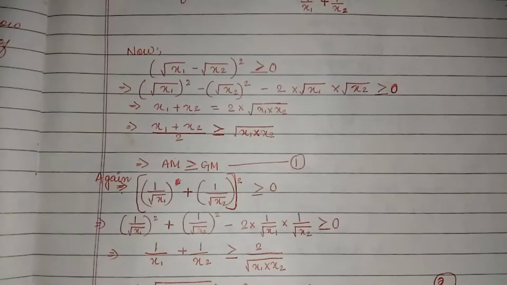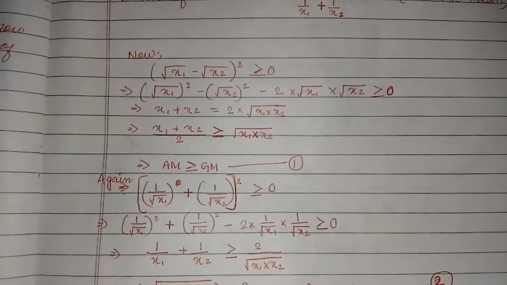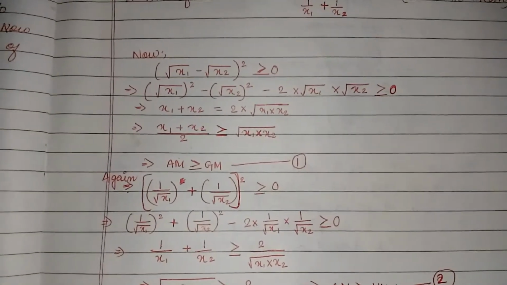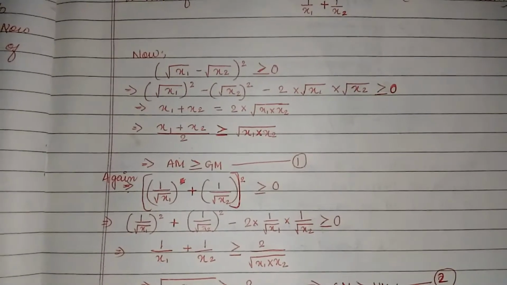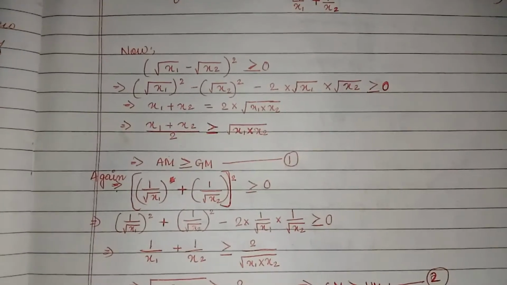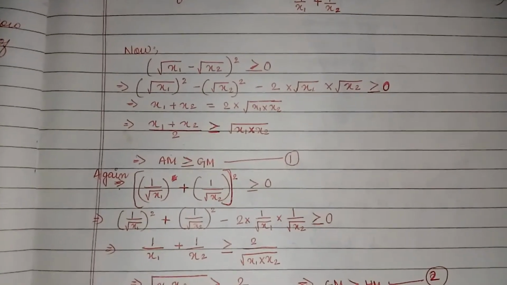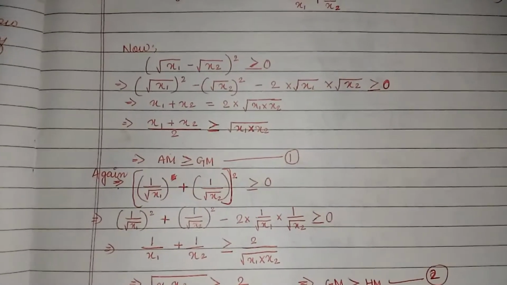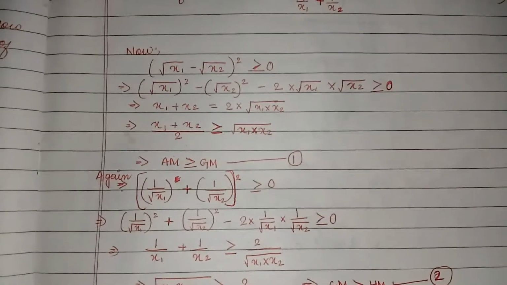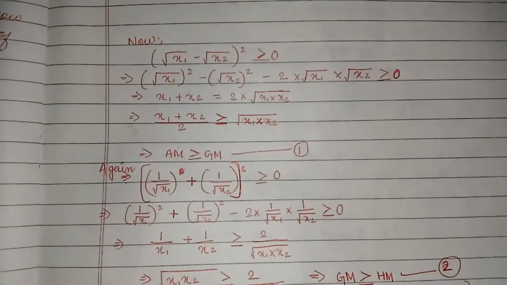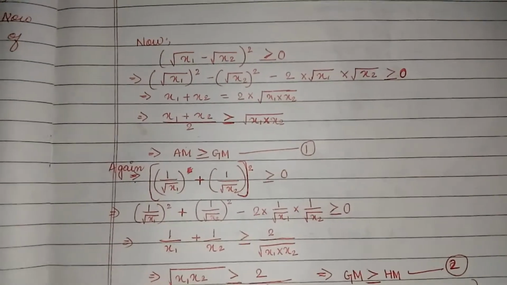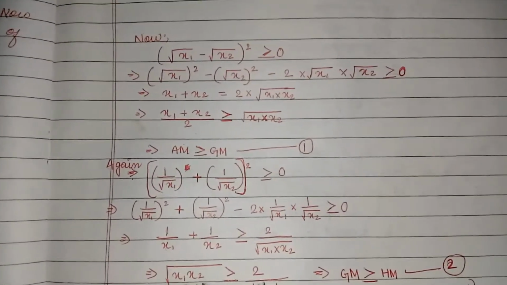Now, by taking AM and GM, we get root x1 minus root x2 to the whole square is greater than or equal to 0, which means root x1 whole square plus root x2 whole square minus 2 into root x1 into x2 is greater than or equal to 0, which means x1 plus x2 is greater than or equal to 2 into root x1 into x2, which means x1 plus x2 upon 2 is greater than or equal to root x1 into x2. That's what we prove here. We prove that arithmetic mean is greater than or equal to geometric mean.